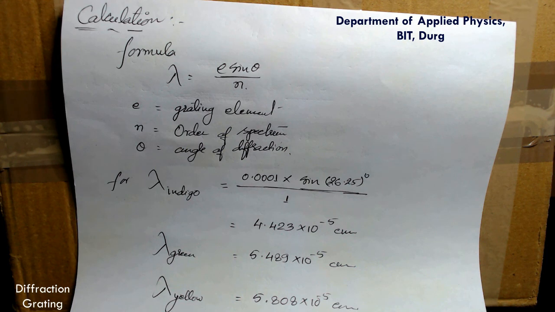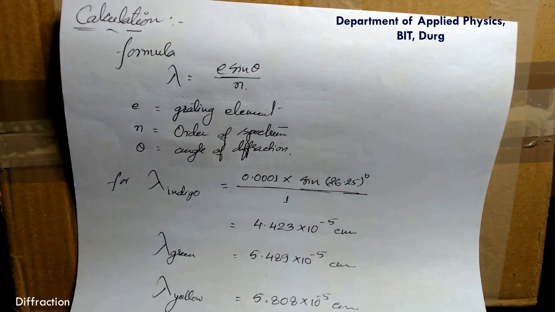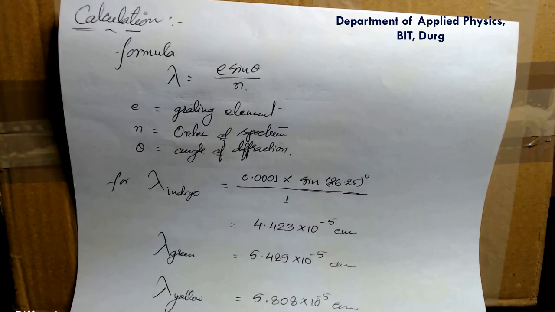So we have done the experiment, as well as we have taken the reading, and we have also calculated the value of different lambda of the different color. That's all in this experiment.